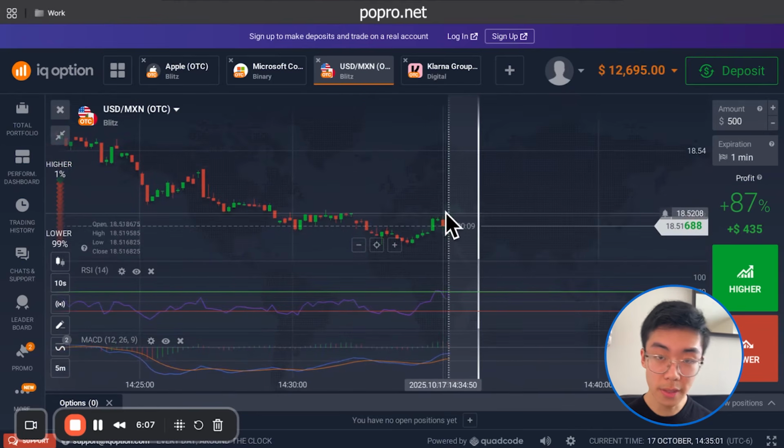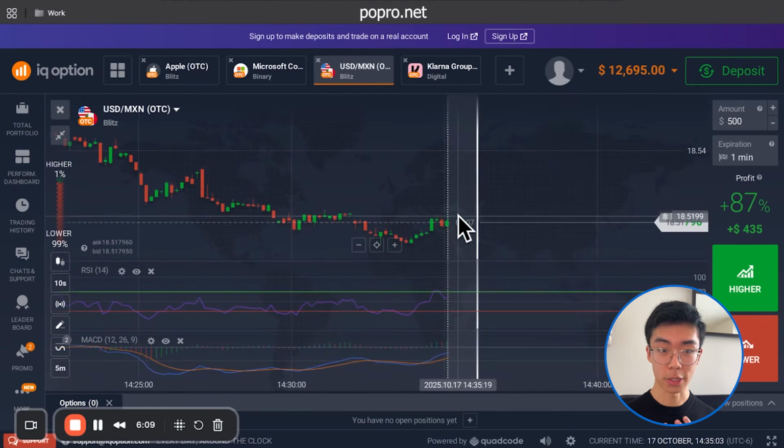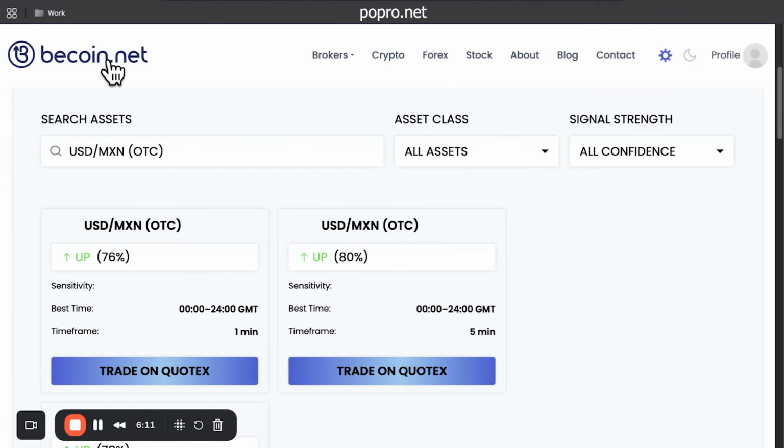Okay, so these are the top 3 indicators that I like to use. So RSI, MACD, and Becoin.net as a support.